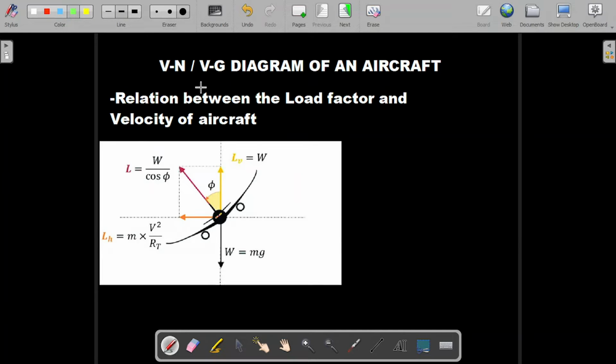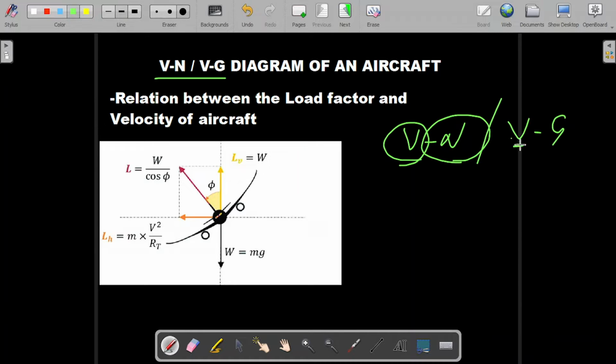Today's topic of discussion is the VN diagram of an aircraft. The VN or VG diagram is made up of two letters, as you can see. V is the velocity of the aircraft and N is the load factor. Sometimes it is called VG, where V is the same velocity and G is the G force.